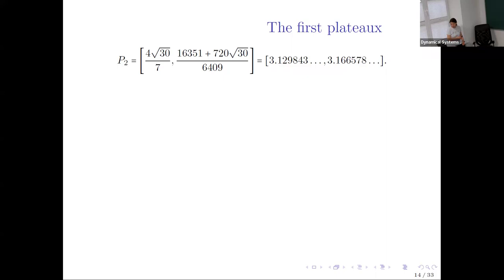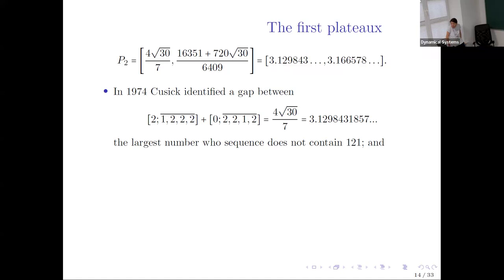Wait, so this is the plateau for the dimension function? Yes, this is the plateau for the dimension function. You might have mentioned it, but I'm not sure if I recall correctly. So there are some values of the Lagrange spectrum inside this plateau. Yeah. Is there only one value? There is only one, it will appear in a second.